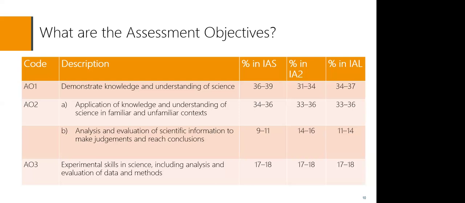AO2B is analysis and evaluation of scientific information to make judgments and reach conclusions. So questions matching this assessment objective will require students to use their biological knowledge and understanding to make sense of information provided in the examination. It will often involve the application of learning to a novel or unfamiliar context.